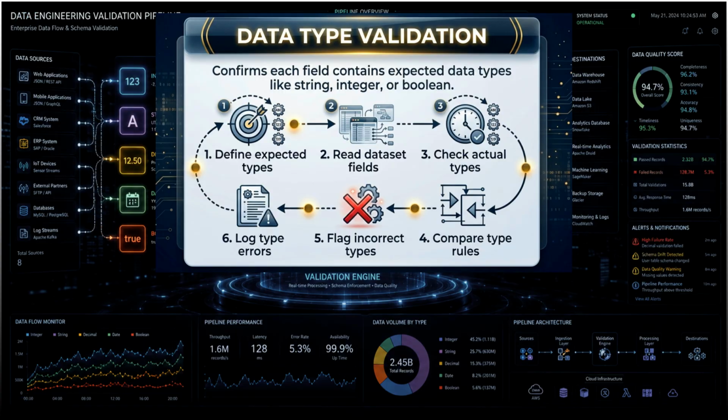Next, we have data type validation. This validation confirms each field contains the expected data type. For example, integers, strings, booleans, decimals, dates, timestamps. These are some of the data types, but where do we use them in the real world? For example, age should be an integer, and price should be a decimal. And if a record is active or not, then that data type should be a boolean.